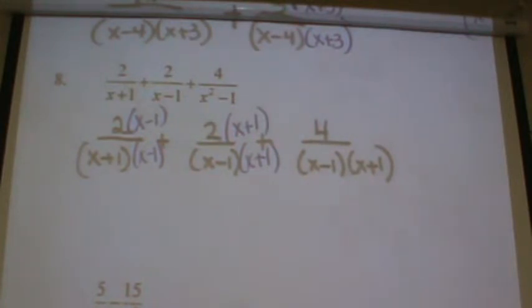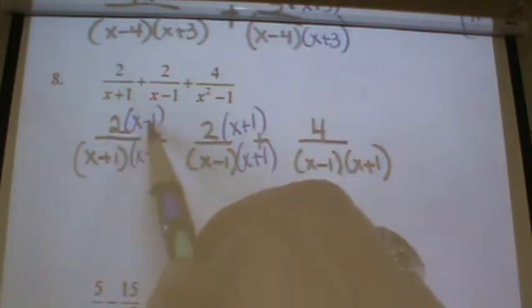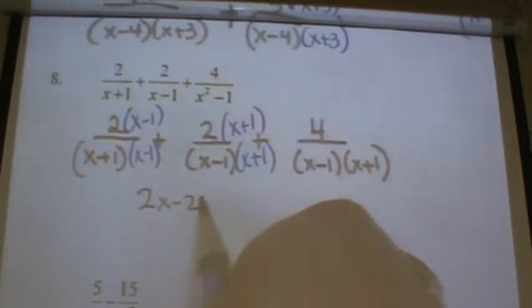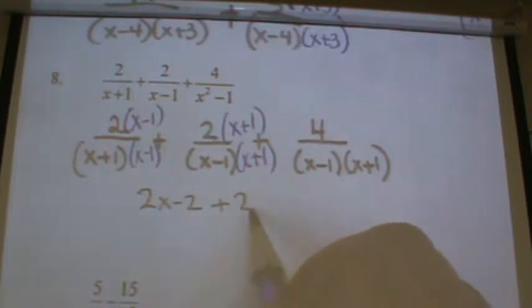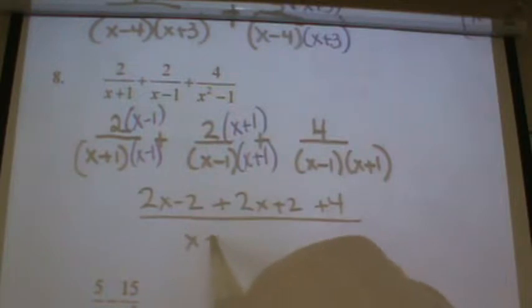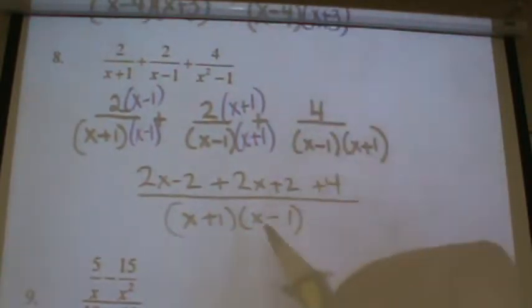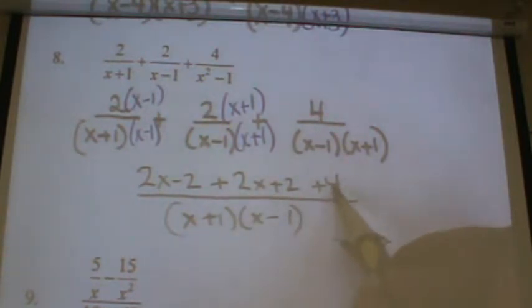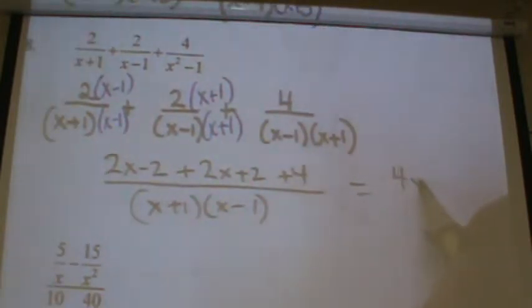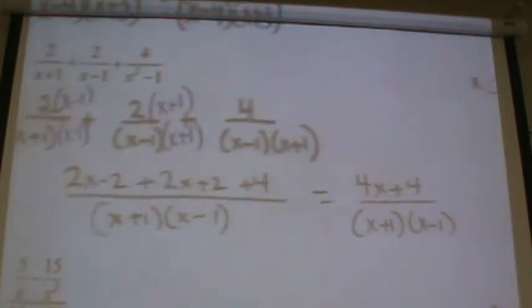You get that, guys? Yes. Okay, so on top, what do you have? Let's do it together. 2x minus 2 plus 2x plus 2 plus 4, all over what? Okay, simplify. 4x plus 4. You can factor out a 4.